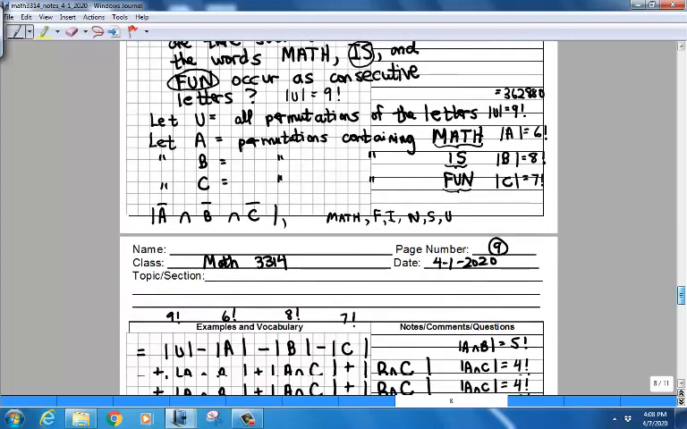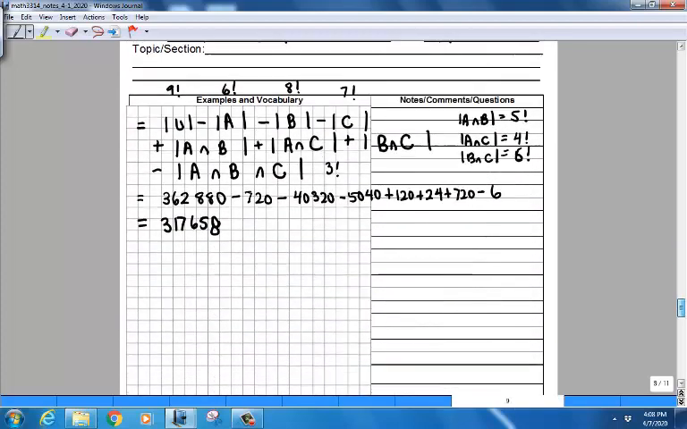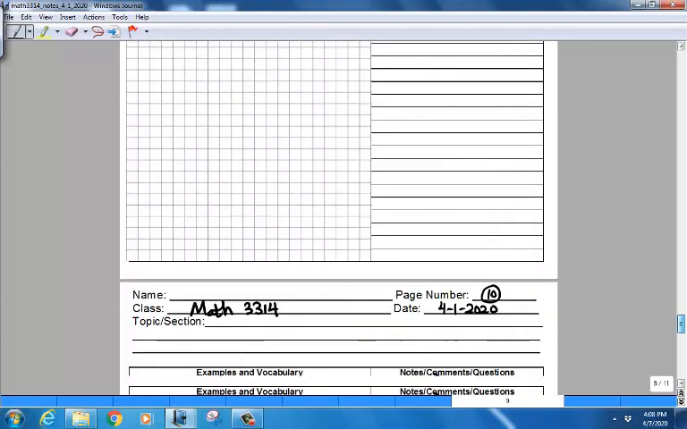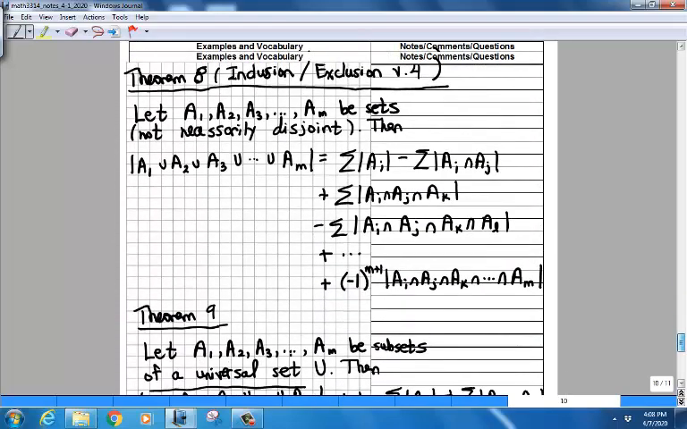Nice, right? Okay. I'm going to pause here for just a second, and then we're going to state here the final general version. So this is version 4 of the inclusion-exclusion theorem. We're going to use this version of inclusion-exclusion to find the cardinality of the union of an arbitrary number of sets.